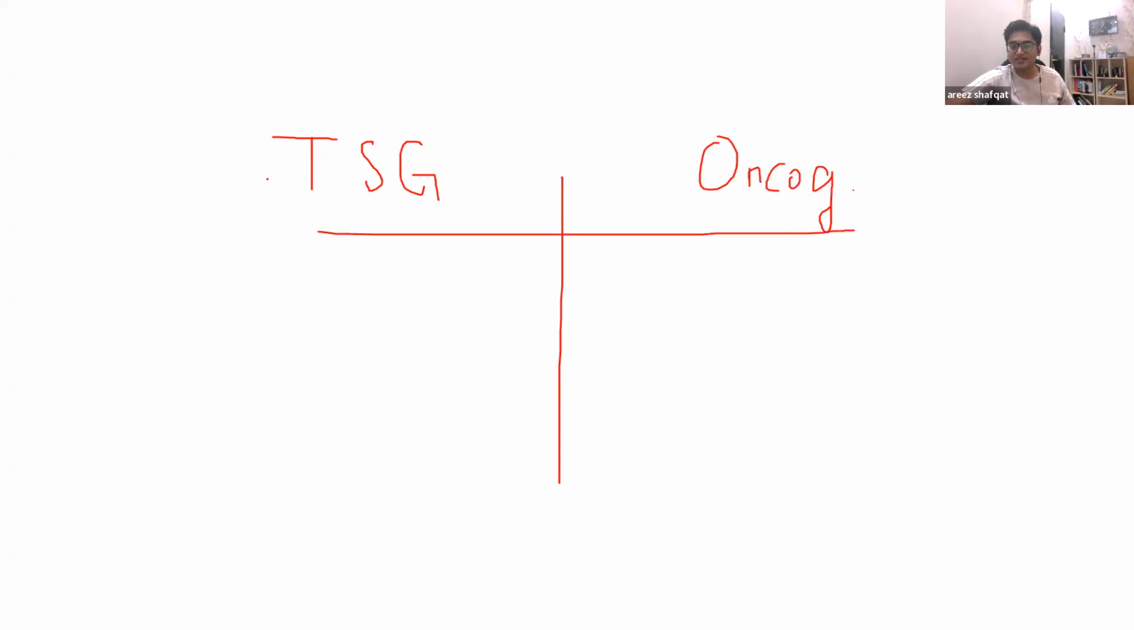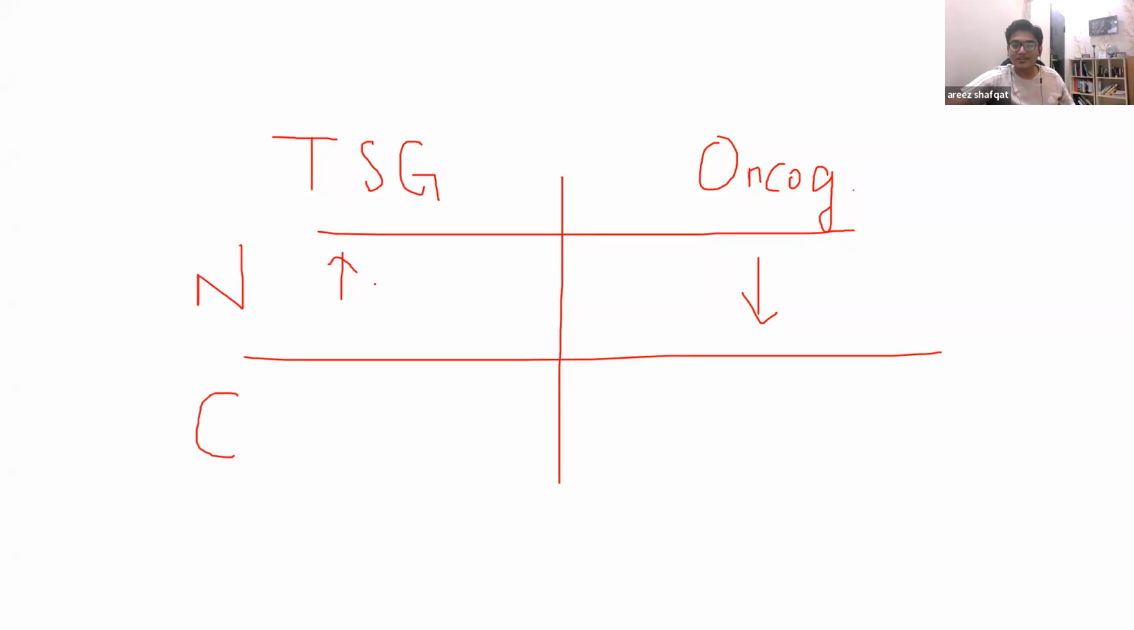These tumor suppressors in a normal cell are upregulated or expressed. And these oncogenes, which are cancer promoting genes, are normally silenced. In a cancer cell, what will happen is that these tumor suppressor genes will go down or become silent. They won't be expressed. And these oncogenes or cancer promoting genes will go up.